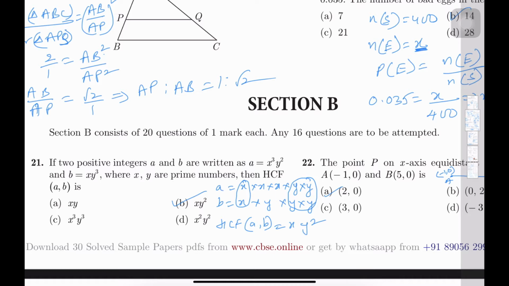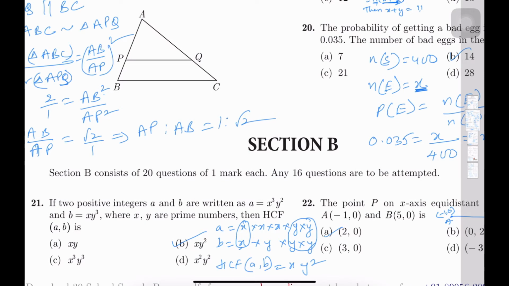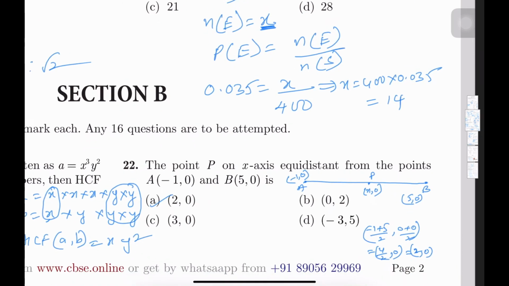Now here you know that HCF is nothing but the common value for both of them. So you are having a can be written as x repeated 3 times and y repeated 2 times. Here in b, x is repeated 1 time and y is repeated 3 times. So common in a and b, where x and y are primes, x is common here and 2 y's are common. So therefore the HCF of a and b is equal to x y squared, that is x into y squared, is the answer. Now going into the 22nd problem.